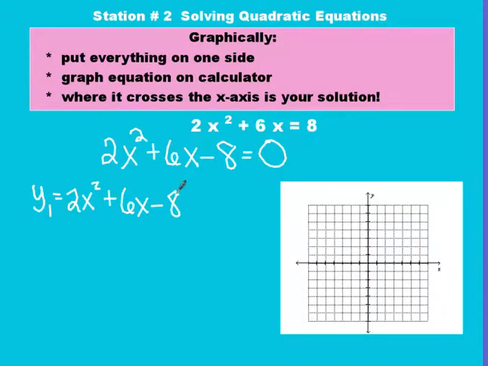And when you graph it, it's going to be a parabola because it is a quadratic. It's going to look something like that, and it's going to cross at negative 4 and 1, just as we suspected when we solved it algebraically.